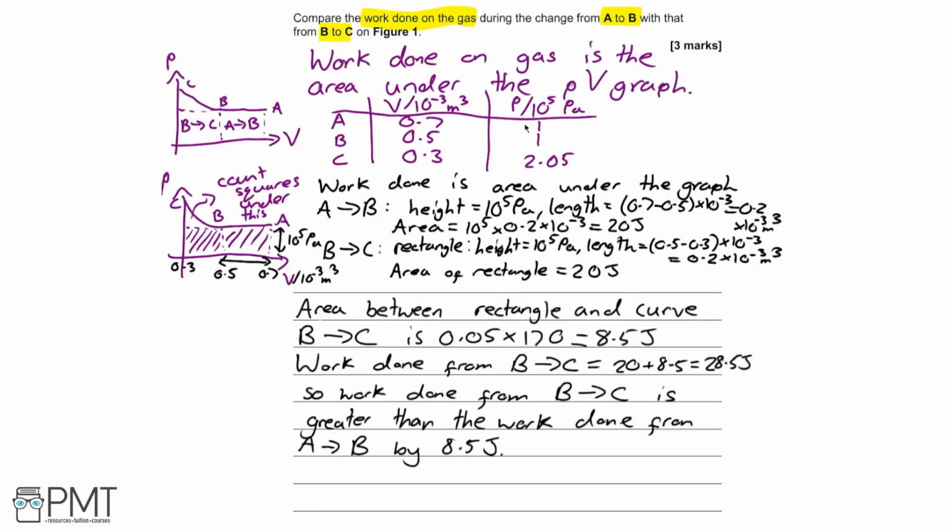In this question, we got 1 mark for calculating the work done between A and B as 20 joules, and the second mark for an attempt to calculate the area, the work done between B and C. Our final mark is for saying that the additional work done from B to C compared to from A to B is 8.5 joules.